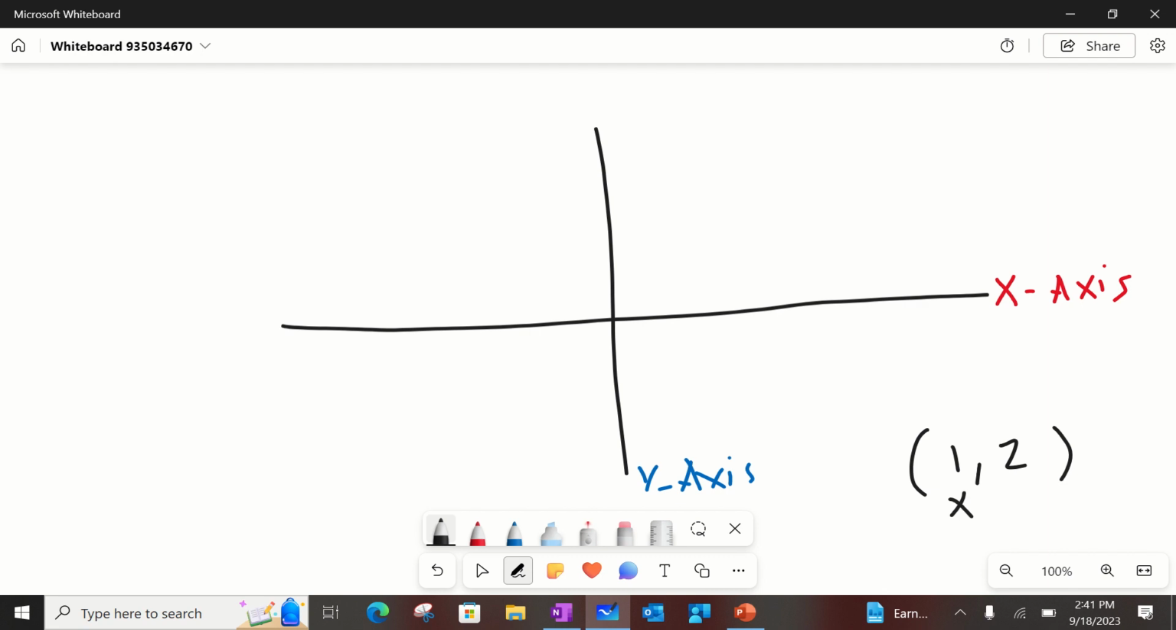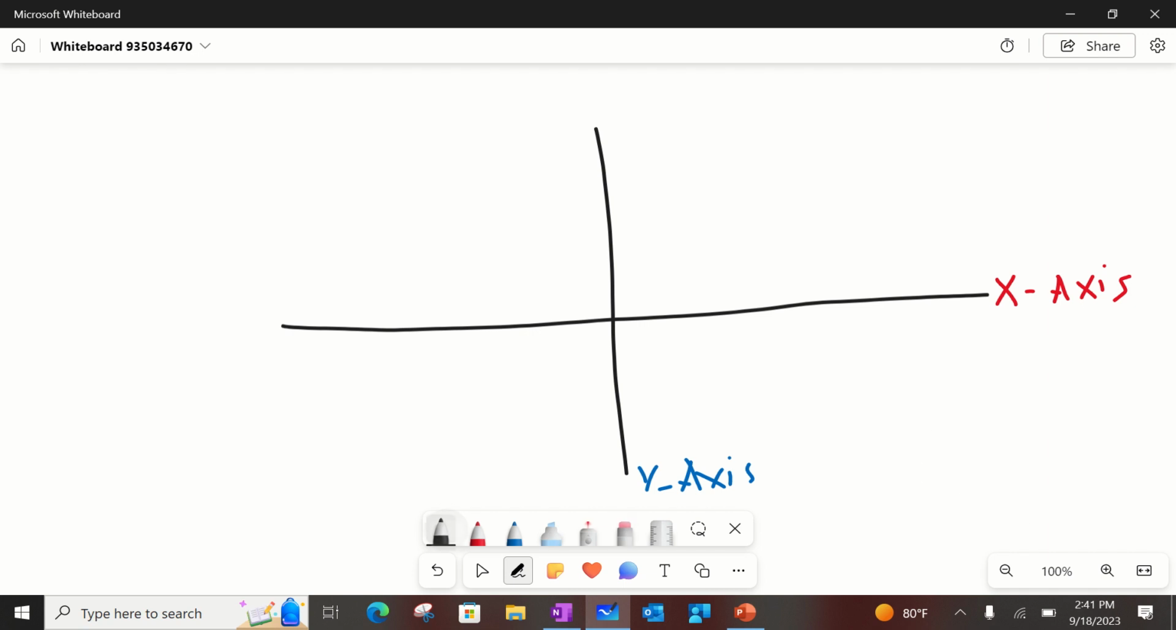1 is our x-coordinate, and 2 would be our y-coordinate. It's always x and y. X tells us to go left or right. We go right if it's positive, left if it's negative, and if it's 0, we stay there. And then y will go up and down. Up if it's positive, down if it's negative, and we stay at the same place if it is 0.